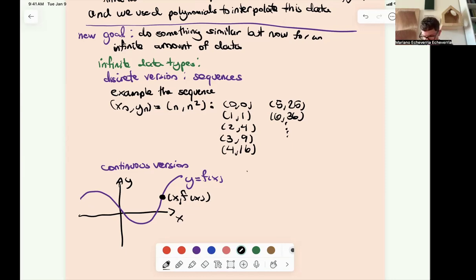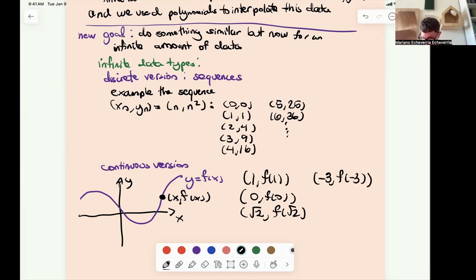because, for example, you could have 1, f of 1, but you could also have 0, f of 0, but also root 2, f of root 2, and then also negative values, right? Like negative 3, f of negative 3, and then 0.5, f of 0.5, and so on. You can think of a function as a way of storing an infinite amount of points.